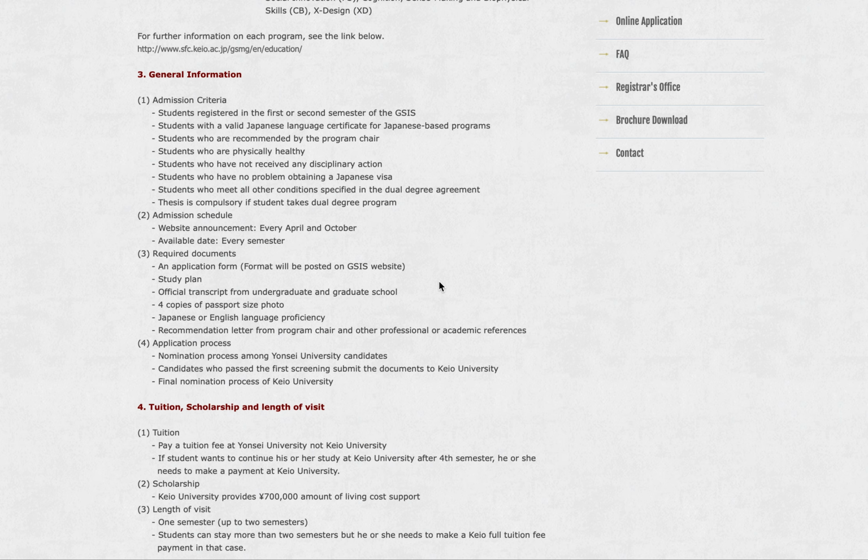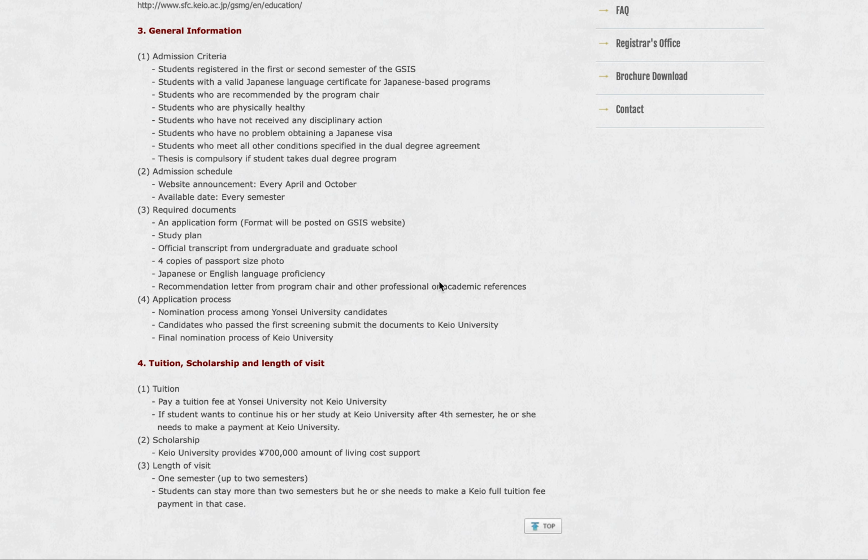The admission criteria of the GSIS: students registered in the first or second semester of the Graduate School of International Studies at Yonsei, students with a valid Japanese language certificate for Japanese-based programs, students who are recommended by the program chair, students who are physically healthy, students who have not received any disciplinary action, students who have no problem obtaining a Japanese visa, and students who meet all other conditions specified in the dual degree agreement.